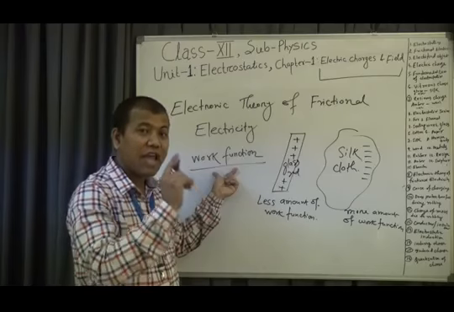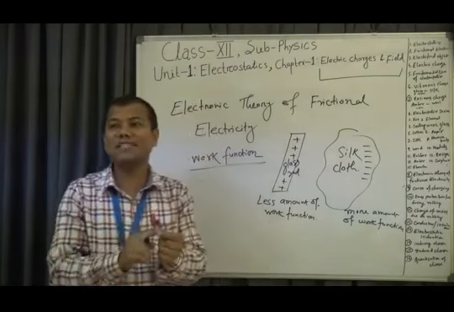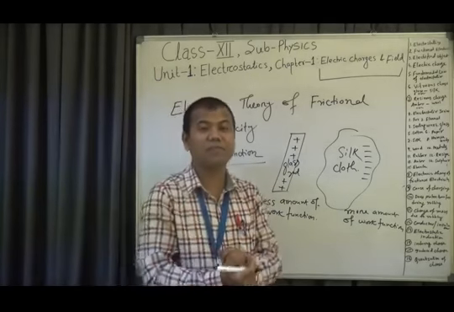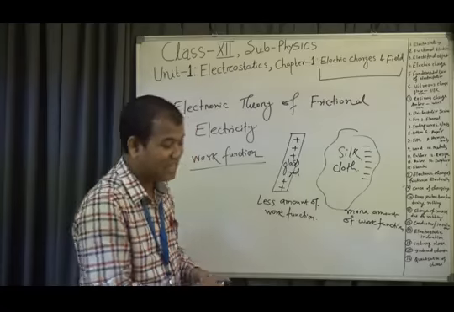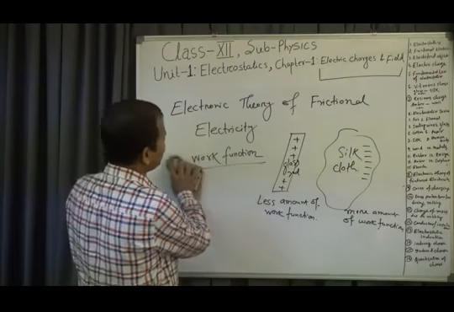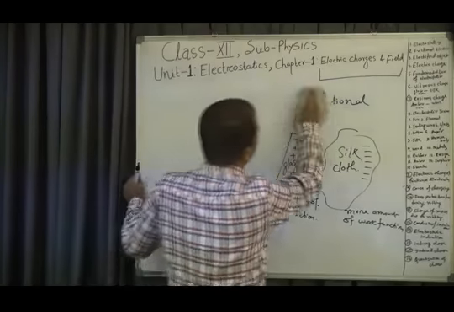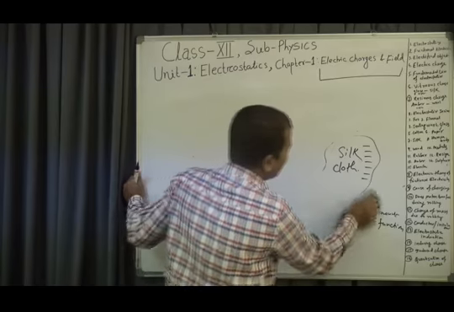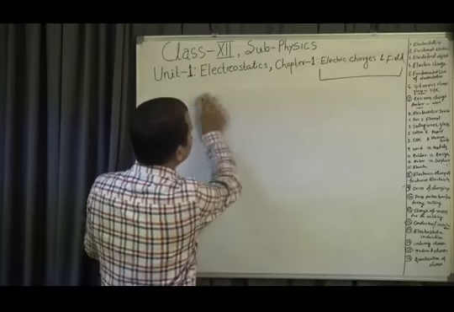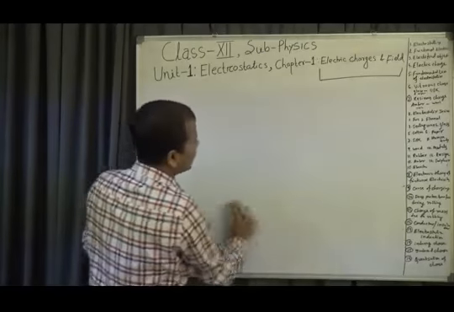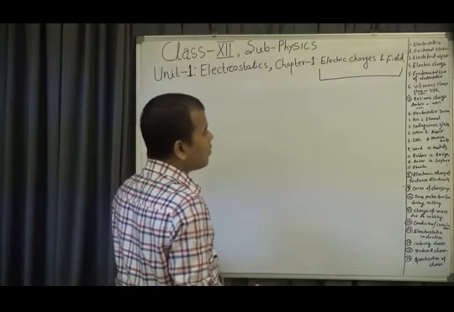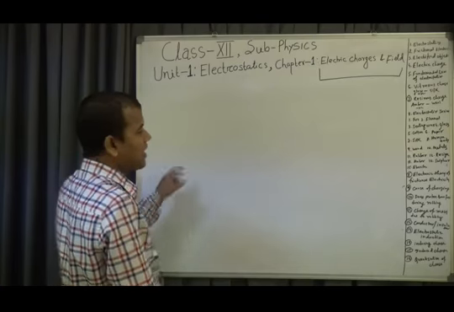Okay, if a body has less work function, obviously it will lose electrons. And the body which has more work function will gain electrons. That is the basic concept of the electronic theory of frictional electricity. So you should keep in mind the work function: it is the amount of energy required to liberate an electron, or to transfer an electron, from an object.